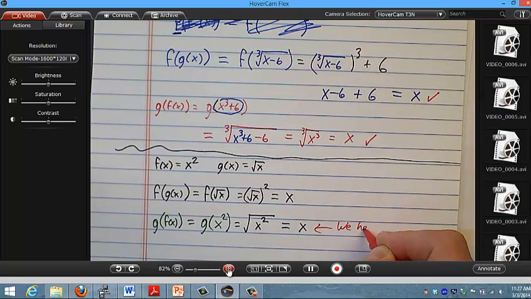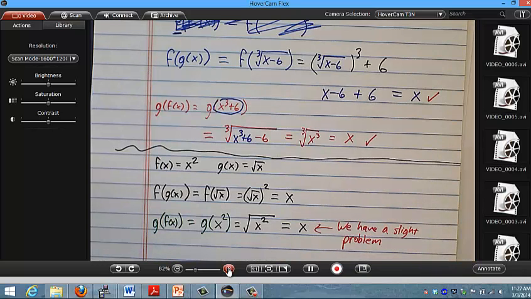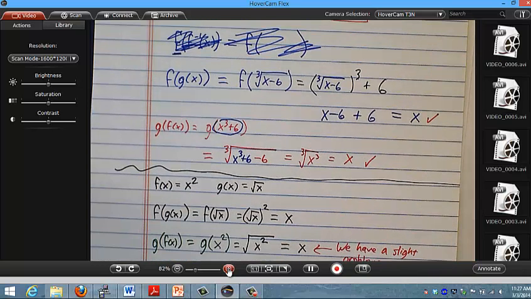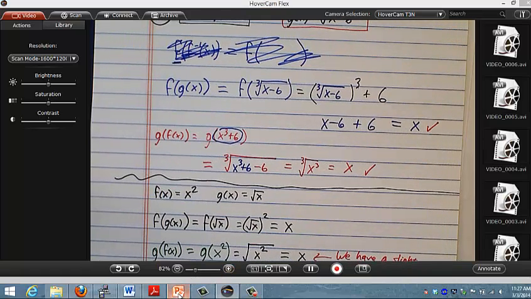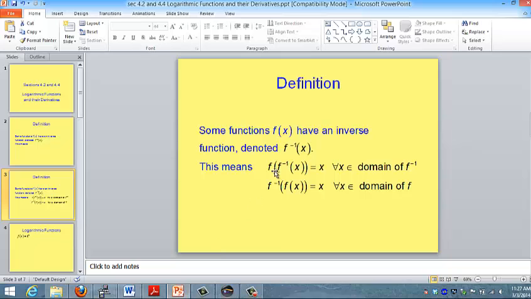We have a slight problem. And if all you do is just look at the algebra here, you're not going to see the problem. I have to go back to the definition I had on the screen earlier. It says we need f of f negative 1 of x to equal x, there it is, for all x in the domain of the inverse, and for all x in the domain of f.